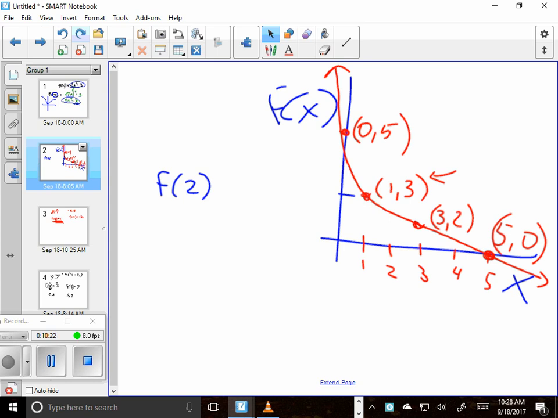So did I tell you X or Y? I basically said, hey, X is 2. So now you go over here. Here's where X is 2. And you follow it up and there's no dot there. But do you get what we're looking for is a Y value?